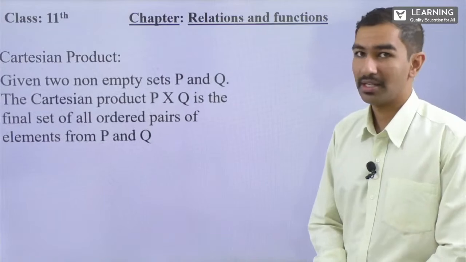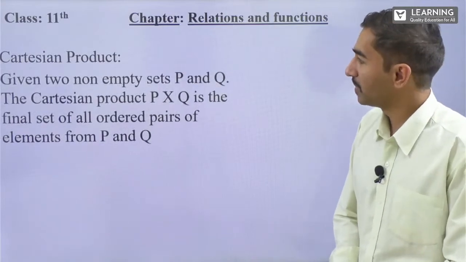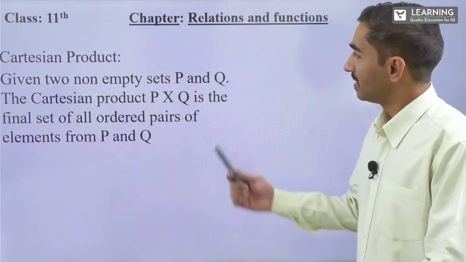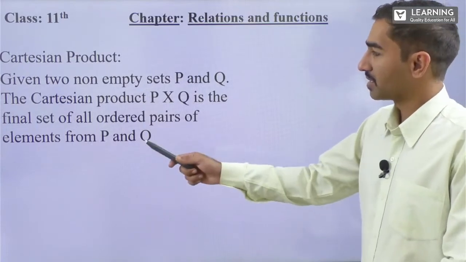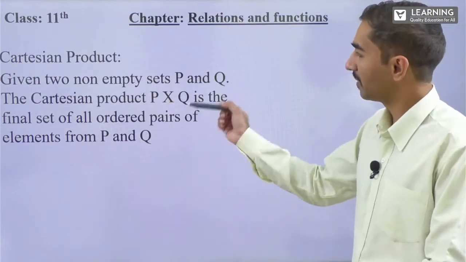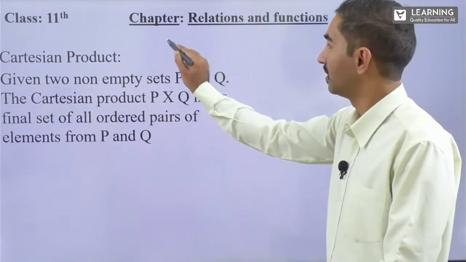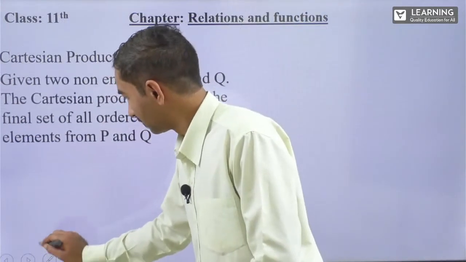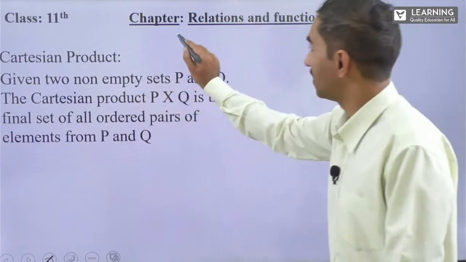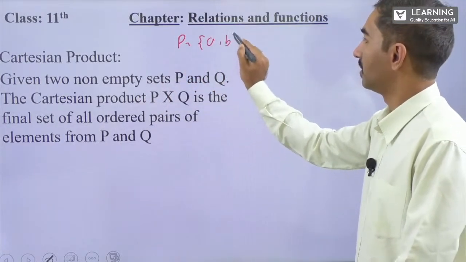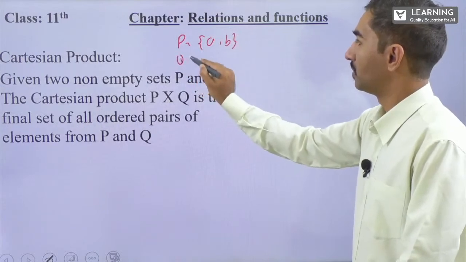The definition of the Cartesian product: given two non-empty sets P and Q, the Cartesian product P cross Q is the set of all ordered pairs of elements from P and Q. We have taken one example, and we'll take another one here. Let us take P equal to {a, b}, and Q equal to {1, 2}.